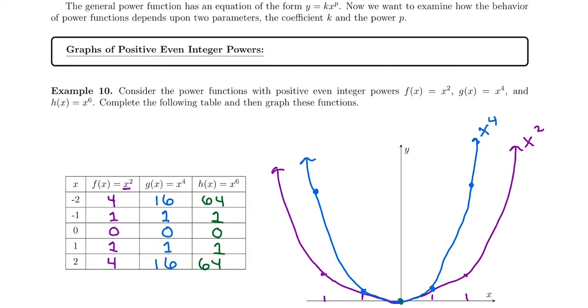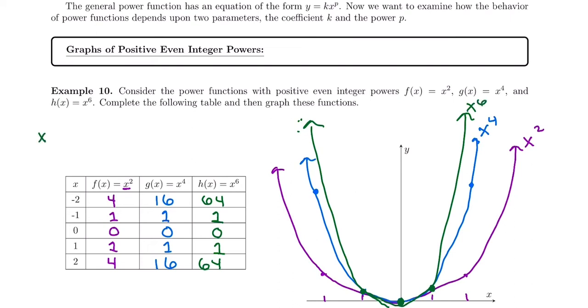So very similar start with some same points for 0 and 1, but then by -2 and 2, we're way up at 64. So we're going to have a pretty steep incline to get way up there. So it's going to be the same looking shape, but even skinnier for this x to the sixth function.